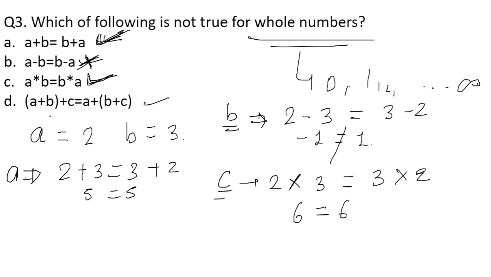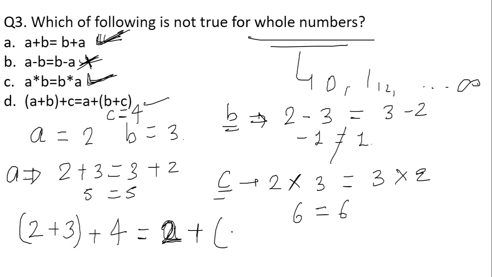Let us look at option number D, A plus B plus C, that is 2 plus 3 plus, let us consider the value of C is equal to 4. So 2 plus 3 plus 4. What is the answer here? 5 plus 4, that is equal to 9, and here 2 plus 7, that is again equal to 9. So 9 is equal to 9, so this is also valid for the whole number.